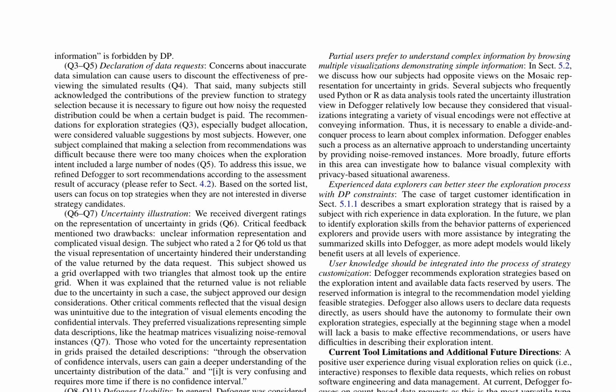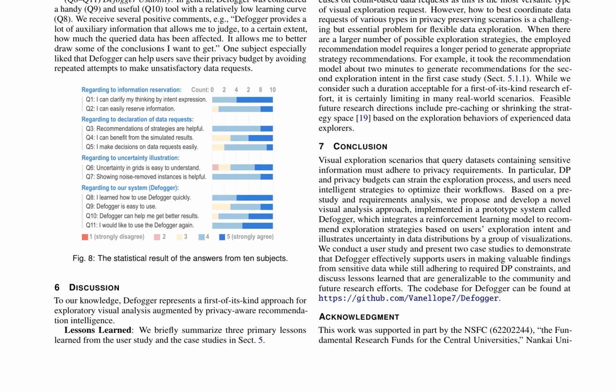Firstly, the importance of balancing visual complexity with privacy-based situational awareness is underscored, as users must navigate complex data visualizations while adhering to DP constraints. Secondly, the role of experienced data explorers in steering the exploration process is emphasized, as their expertise informs the recommendation model. Lastly, the need for integrating user knowledge into strategy customization is highlighted, as users' domain expertise is crucial in refining exploration strategies.